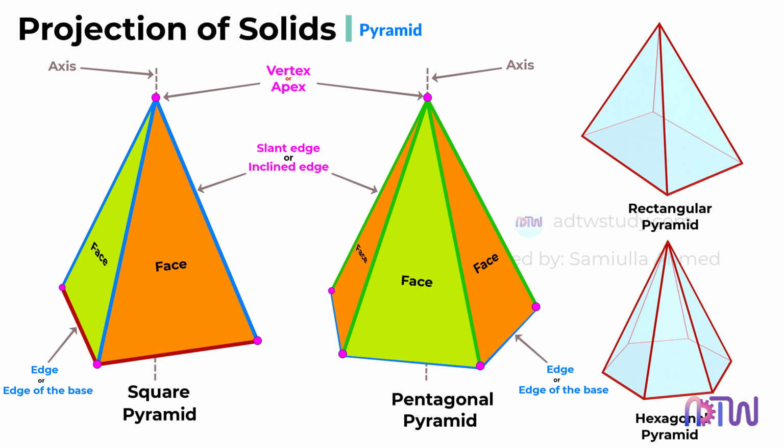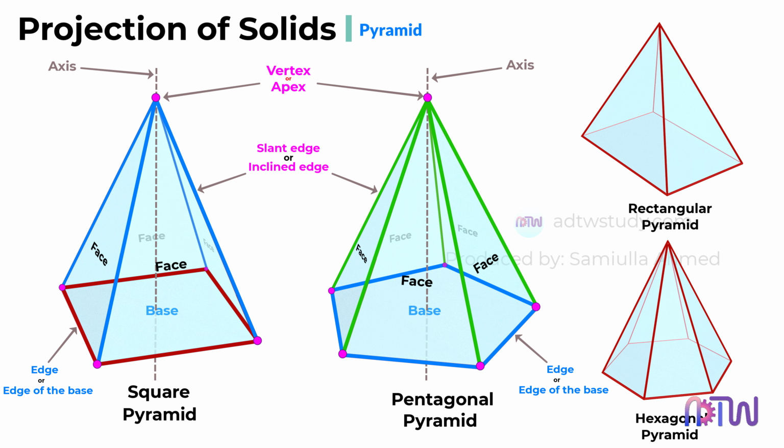The faces of a pyramid are formed by 3 points, 2 from the base and 1 from the apex. The number of faces corresponds to the shape of the base, with a square base pyramid having 4 faces and a pentagonal base pyramid having 5, and so on.